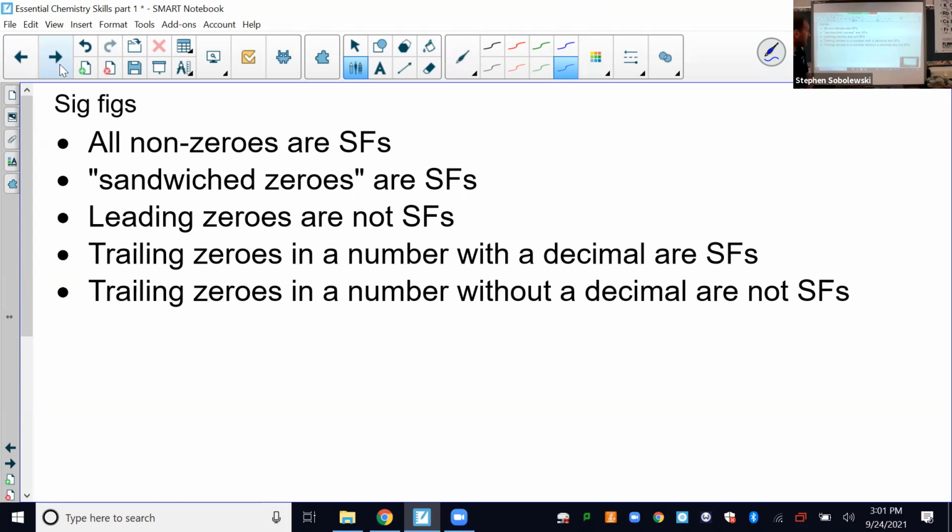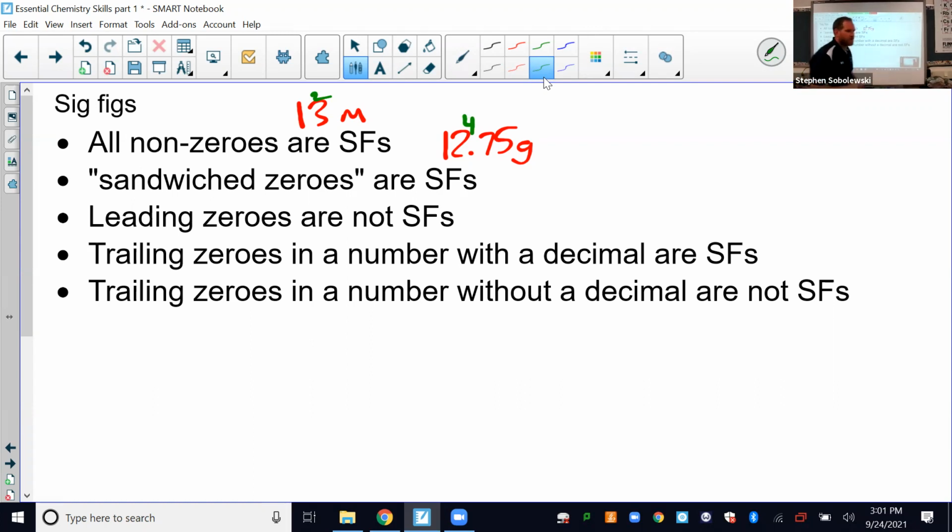Here are the rules for identifying how many sig figs are in numbers. You've probably seen some version of this before, so I'll just run through these quickly. I'll list some examples as we go. Rule 1, all non-zeros are sig figs. That's the easy one. So if I have 13 meters, 2 sig figs. 12.75 grams, 4 sig figs. Let me write the numbers of sig figs. So that's 2, that's 4.